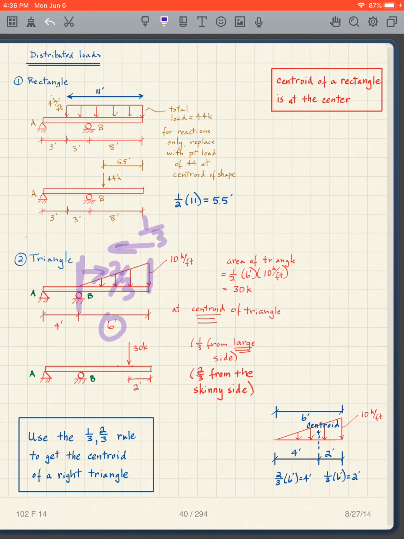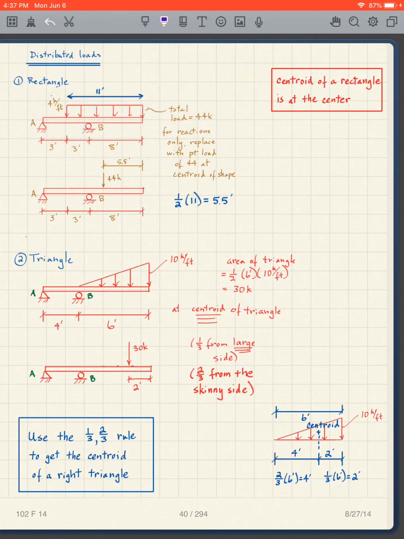2/3 of what? 6. 1/3 of what? 6. So that means that the centroid is located 1/3 from the fat side, and that gives us 1/3 of 6, which is 2. So it's at 2 feet. So that's where the load goes. We figured it out to be 30 kips by getting the area. We put it there, 2 feet from the fat end.